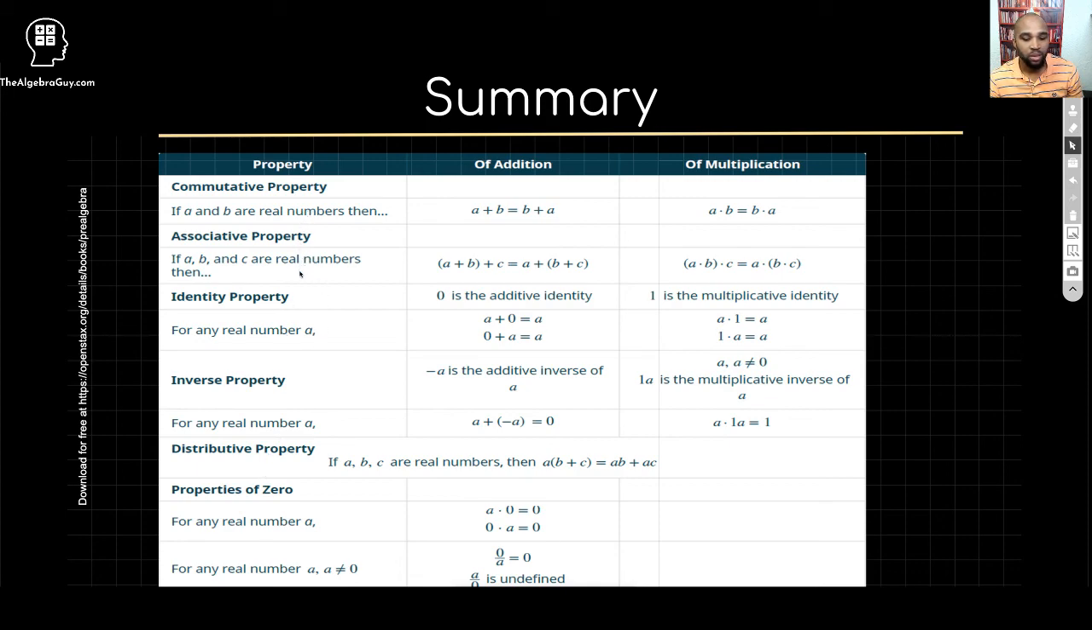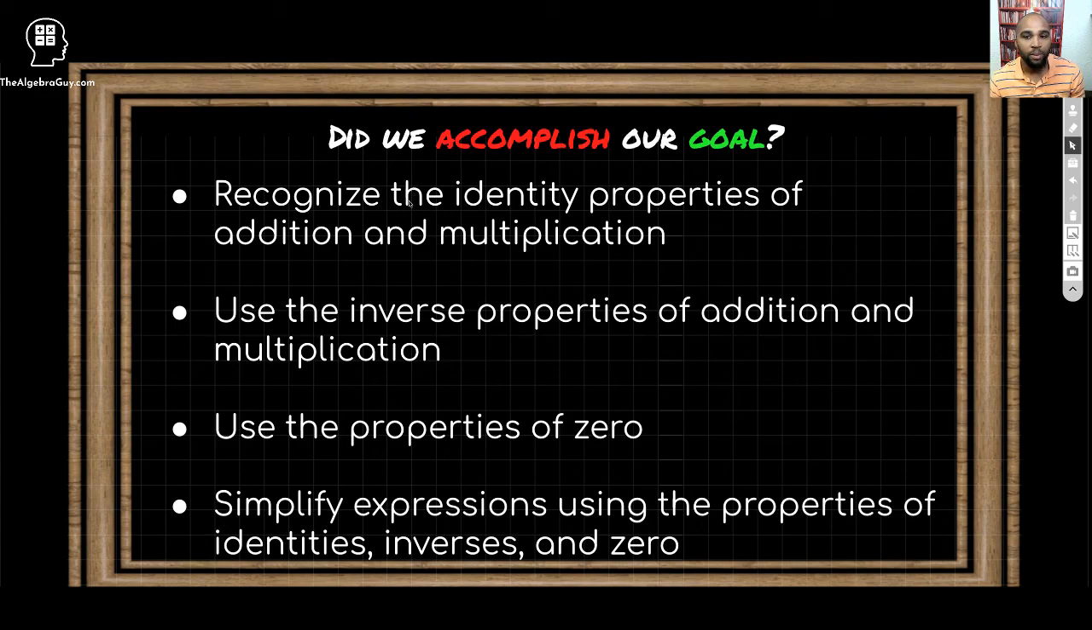All right, bam, here's a review of all the properties we've been talking about, all in one place. I'm not going to go over that again, but I did want to give you a snapshot of what we just did. Did we accomplish our goal? We recognized the identity property of addition and multiplication. We used the inverse properties of addition and multiplication. We used the properties of 0, yep. And we simplified expressions using those properties. That's what we did at the end.